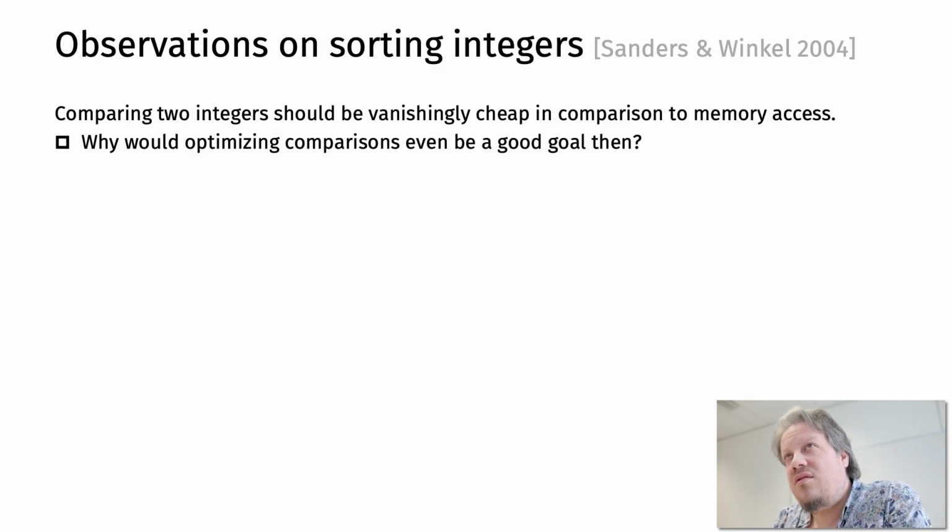But still, let's think about sorting integers for a second, because a lot of the time what you're doing is you're sorting integers. So comparing two integers should be vanishingly cheap in comparison to memory access, because comparing two integers is basically subtraction and then seeing if it's positive or not. So that's really just this one step on any reasonable processor.